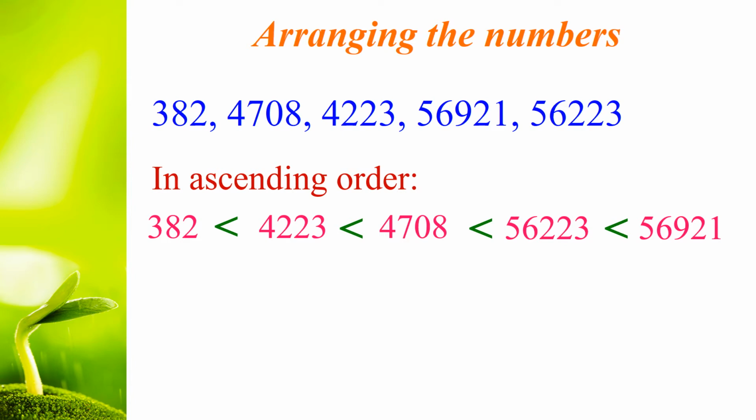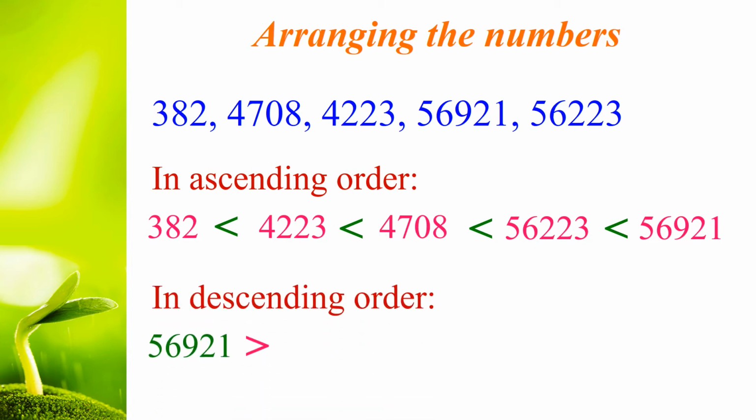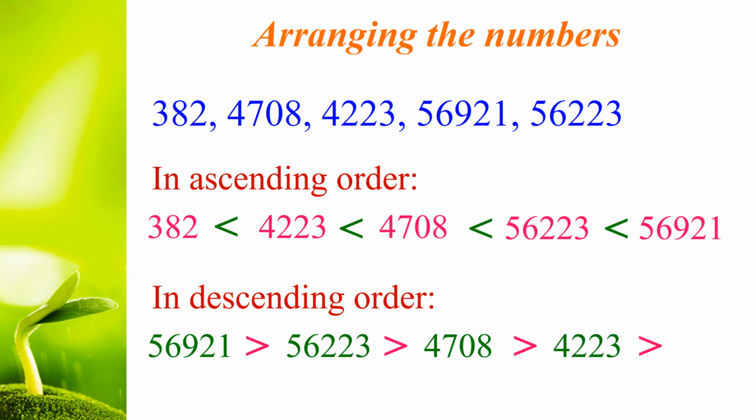Next, descending order. We already know descending order means we arrange the numbers from greatest number to smallest number, or descending order is the reverse of the ascending order. So we can write it easily in descending order. The first number is 56,921. Next, 56,223. Next, 4,708. Next, 4,223. The last, smallest number is 382.